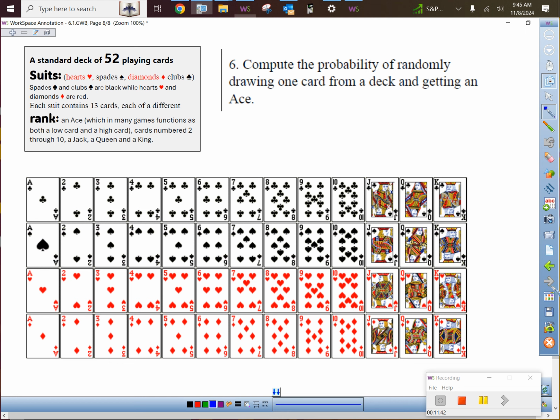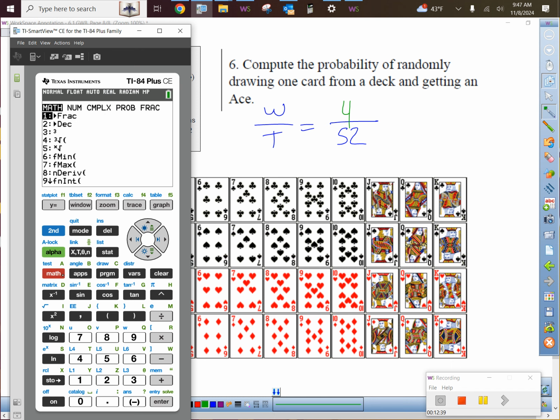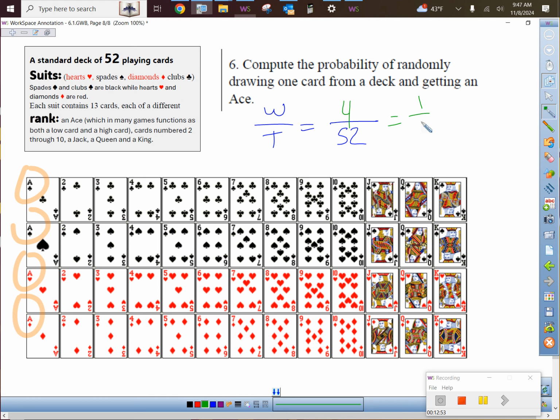So 52 is the total number of cards, right? They say, what is the probability of drawing 1 card from the deck and getting an ace? How many aces are in the deck? 1, 2, 3, 4, right? There is an ace of spades, an ace of clubs, an ace of hearts, and an ace of diamonds, so 4 out of 52. And if we punch that in, 4 divided by 52, and hit enter, and then if you do math, enter, enter, that will change that to 1/13. You have a 1 out of 13 chance.